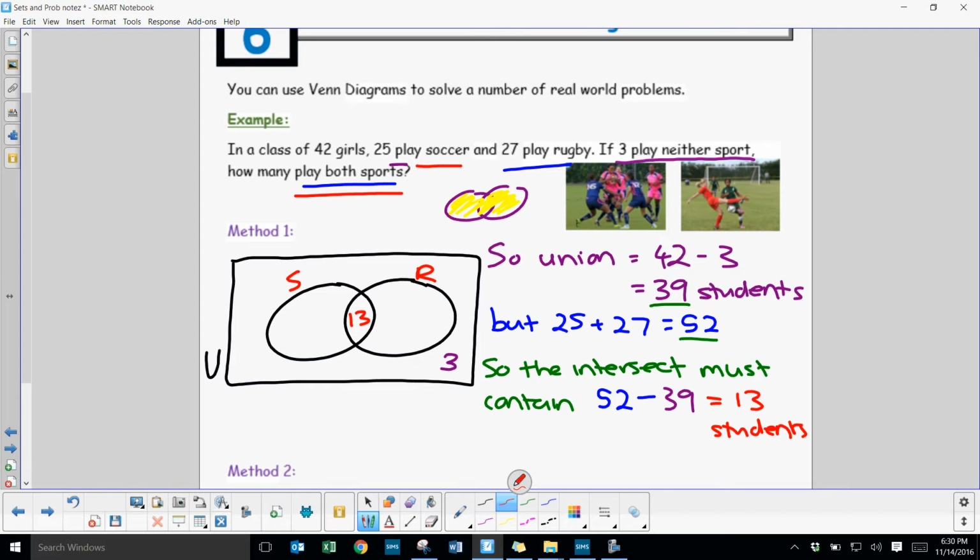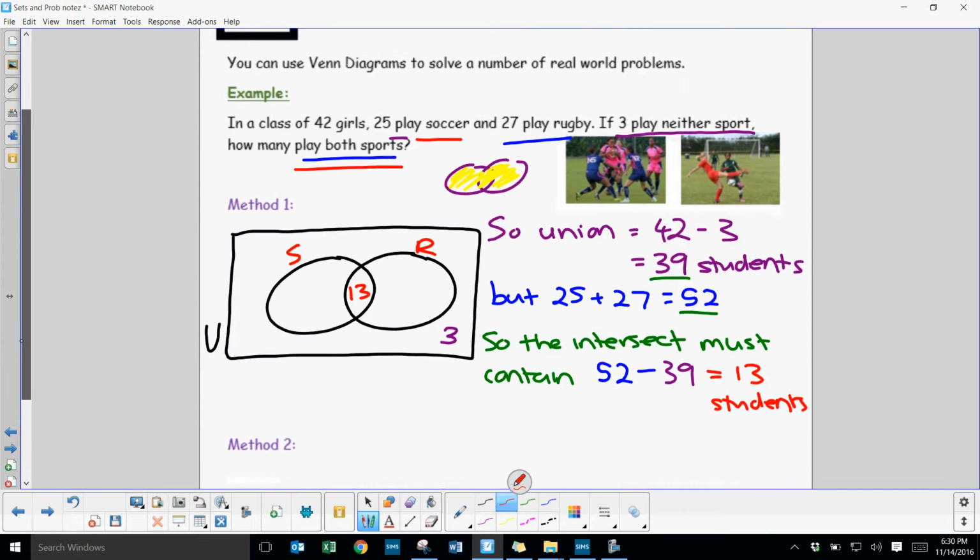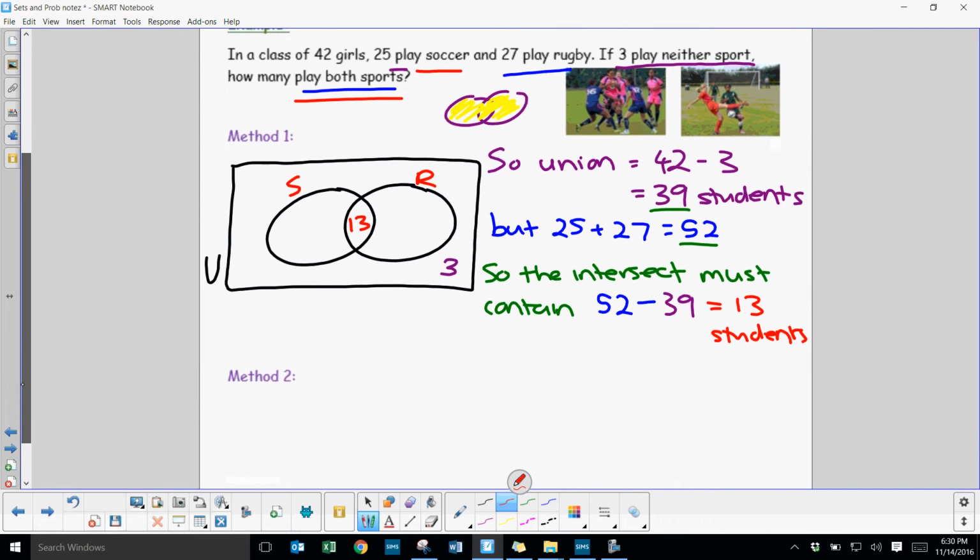So we've actually answered the question already. How many play both sports? It's 13 students. But out of interest, let's just work out what the rest of the Venn diagram would include.